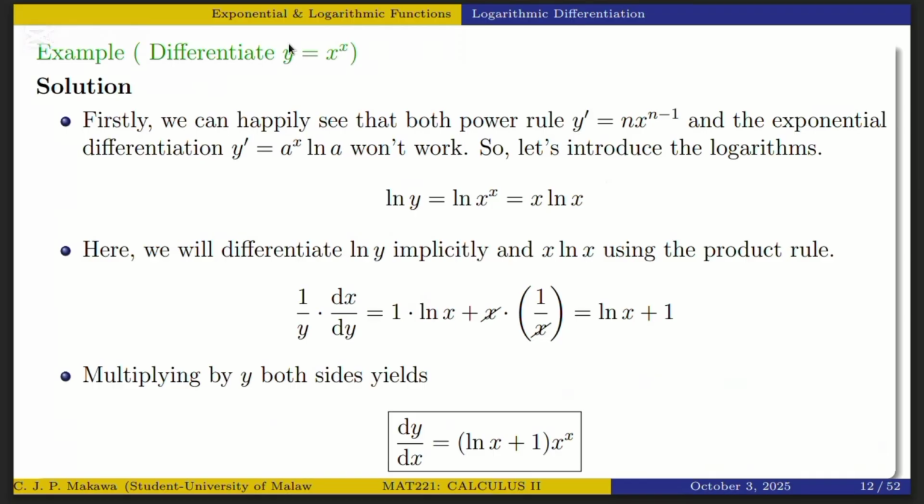If we multiply by y both sides, as we did in the previous example, we get the final answer as dy dx being equal to natural log of x plus 1 times y, which is x to the power x. So that's one of the things that we can do if you have functions that are raised to other functions. In this case, we can take x, the base, as f of x, and the other x, the power, as g of x.